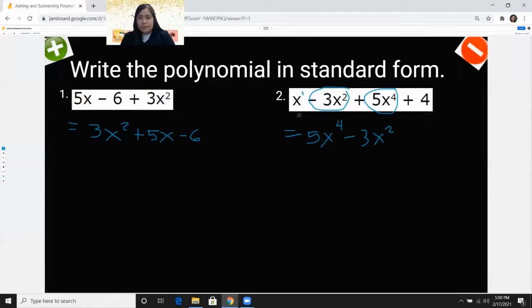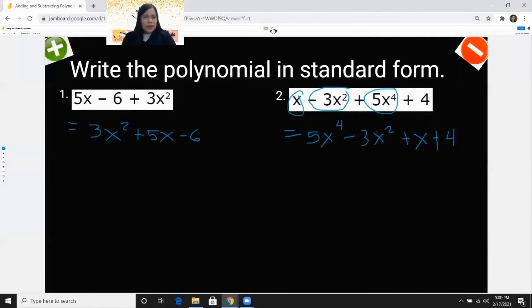Then we have positive x, which is the first degree. Then the constant, which is 4. A number without a variable is what we call a constant. So this is how we write a polynomial in its standard form.